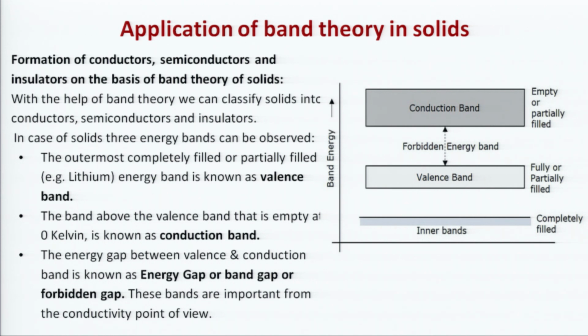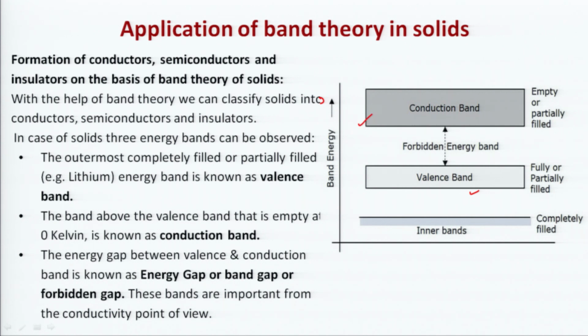semiconductors and insulators. So, we can classify them into conductors, semiconductors and insulators. So, the outermost completely filled or partially filled energy band is known as the valence band. So, here is your valence band, partially filled or fully filled. The band above the valence band, which is empty, okay, at 0 Kelvin is known as the conduction band.